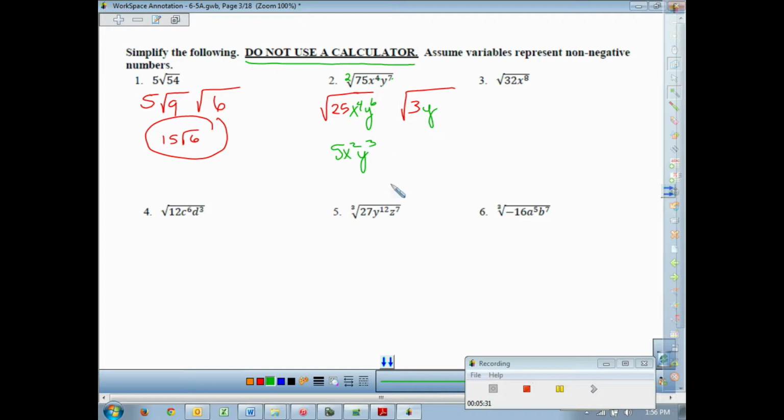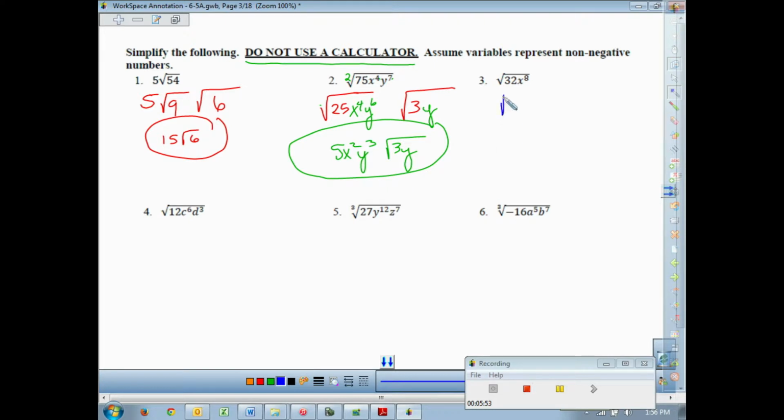Doesn't that turn out to be 5x squared y cubed? Correct? Because the power over root trick, right? Where the exponents came from, is everyone down with that? 4 divided by 2. You all right with that? Okay. And then this guy comes down. That's not perfect. Nothing's going on there. Groovy?